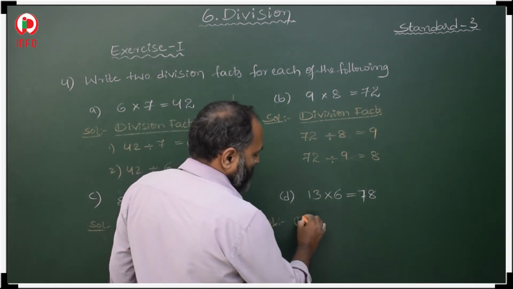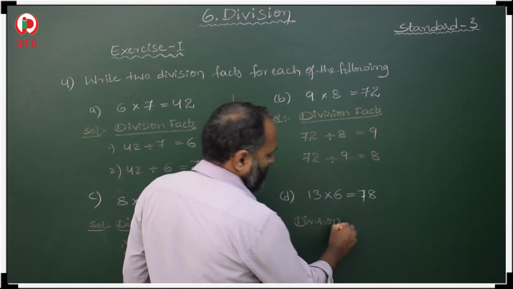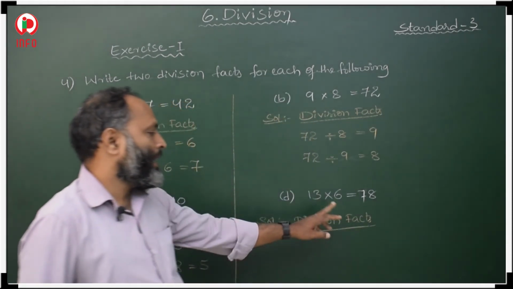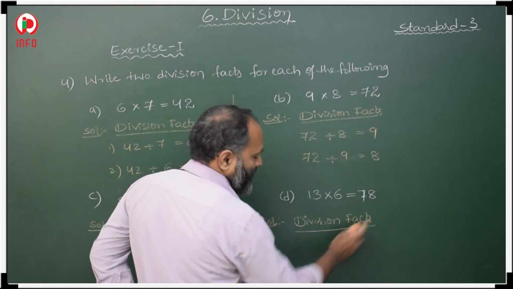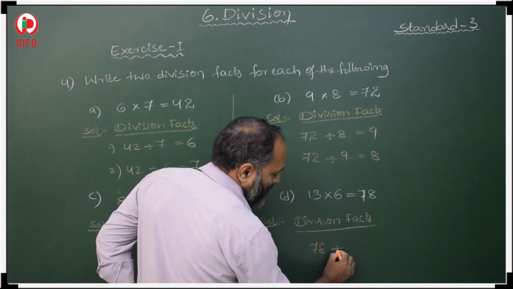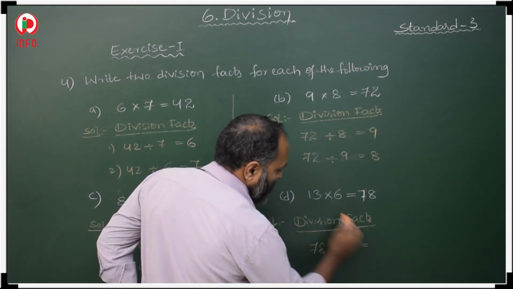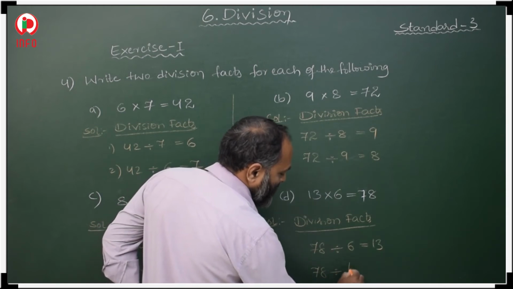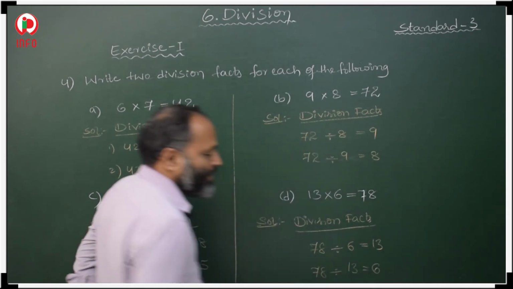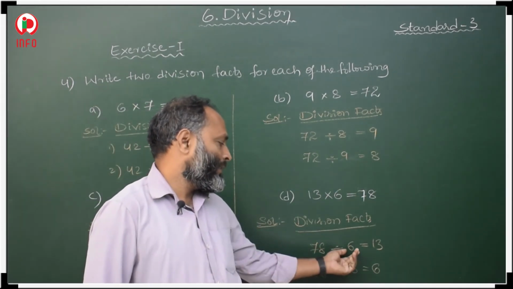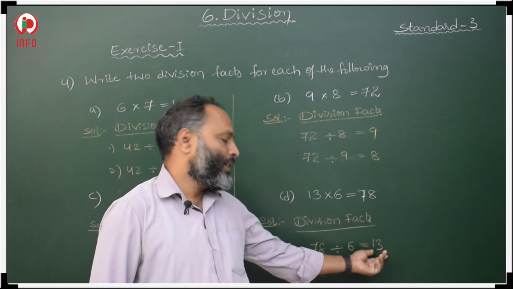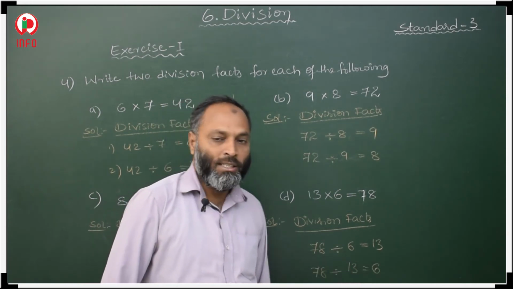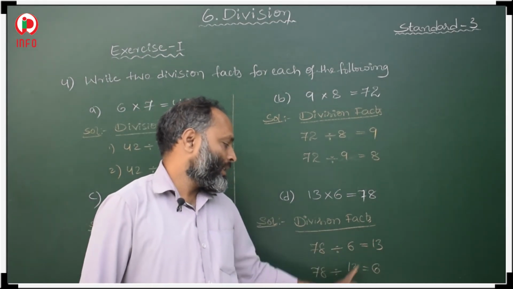Division facts. So, 13 into 6 is 78, means this is our product 78. 78 divided by this 6, then your quotient is 13, or this product is divided by 13, then your quotient is 6. The product is constant, here the divisor will change. If the divisor is 6, then your quotient is 13. If your divisor is 13, then your quotient is 6. So, these two will change, 6, 13, 13, 6.